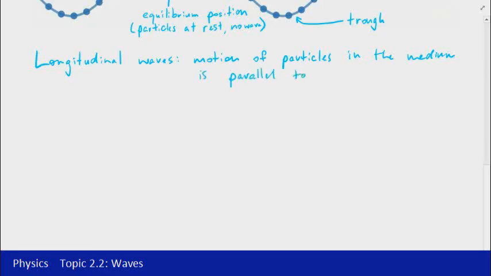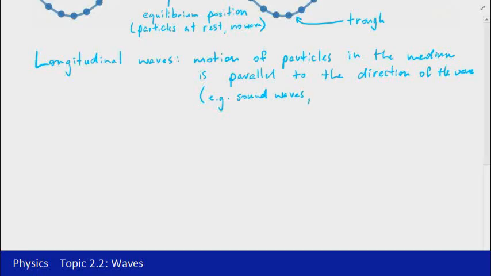So as the wave's moving through, the particles are actually moving in that same direction. Now, the most obvious example of longitudinal waves would be sound waves. So that's a scenario where the air particles, say, are vibrating backwards and forwards in the same direction of the wave. We'll have a look at a few specific examples of that in class.